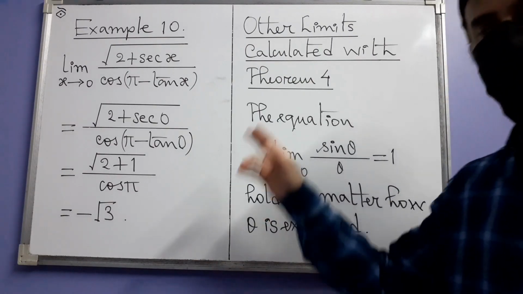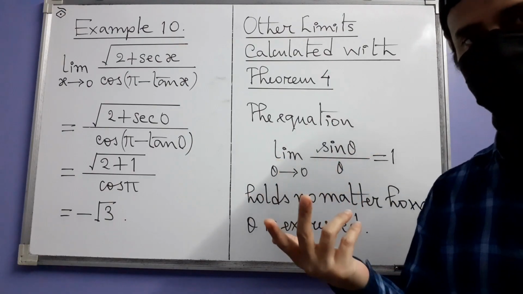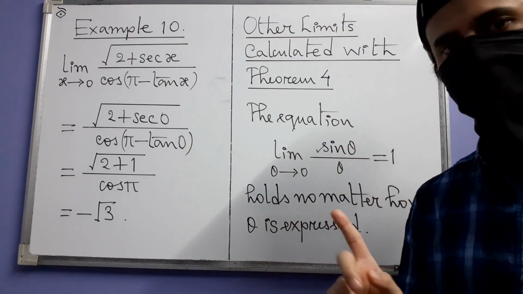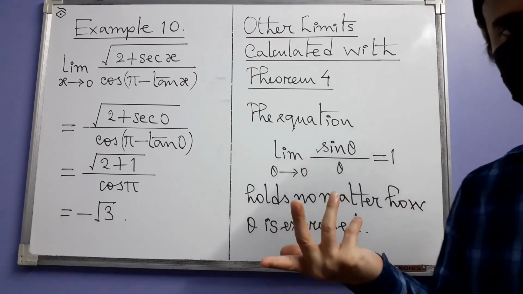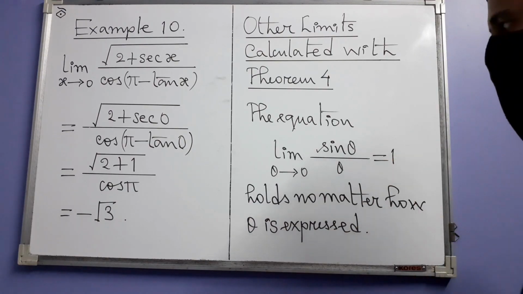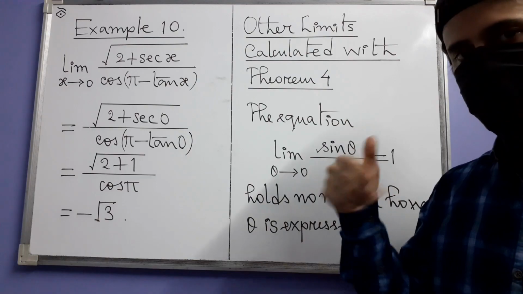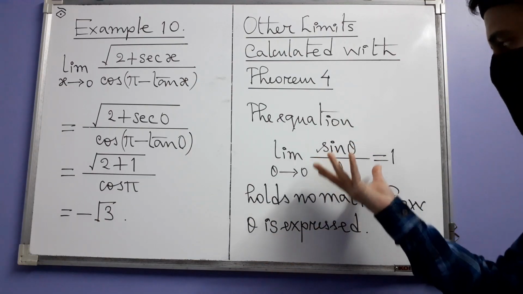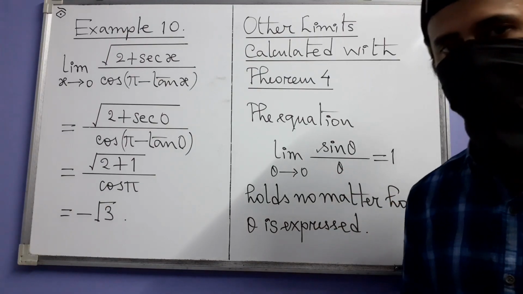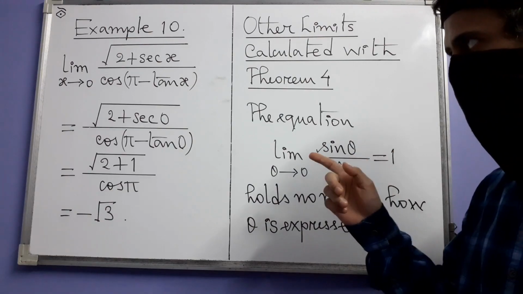So next we see other limits calculated with theorem 4. So we go back to theorem 4, which gives us this limit. Limit of sin theta divided by theta is 1 as theta approaches 0, and you also know that here theta is in radian, only then is this limit true. So we are now going to use this limit to calculate some similar limits. And the thing here is that this equation holds no matter how theta is expressed. What does it mean actually? It means this.